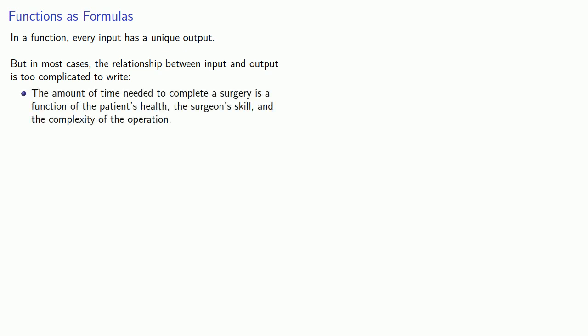In a function, every input has a unique output. But in most cases, the relationship between input and output is too complicated to write. For example, the amount of time needed to complete a surgery is a function of the patient's health, the surgeon's skill, and the complexity of the operation, and the formula for the amount of time is... I don't have any idea.